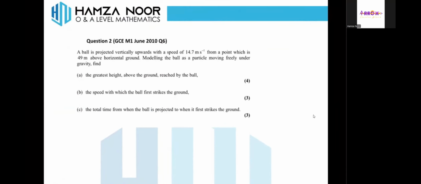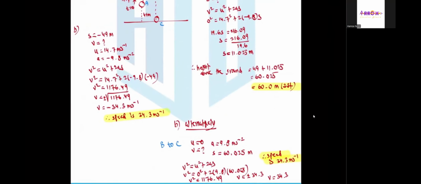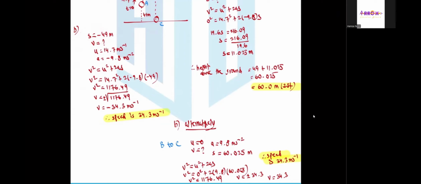So in part C, it is required to find the total time from when the ball is projected to when it first strikes the ground. So the approach which we used earlier in part B, I've taken the whole journey where the displacement was minus 49 meter. So I just need to find the value of t now.